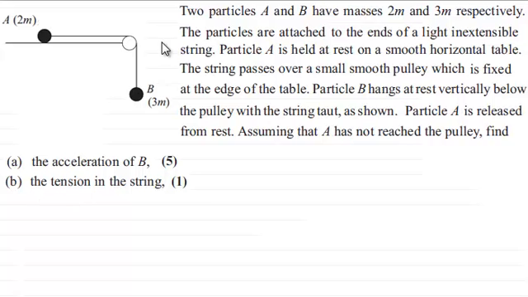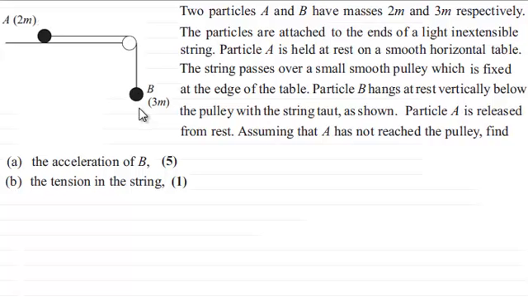So what we've got here is two particles, A and B. They have masses of 2m and 3m respectively, and the particles are attached to the ends of a light inextensible string. Particle A is held at rest on a smooth horizontal table. The string passes over a smooth pulley which is fixed at the edge of the table, and particle B hangs vertically below the pulley with the string taut as shown.